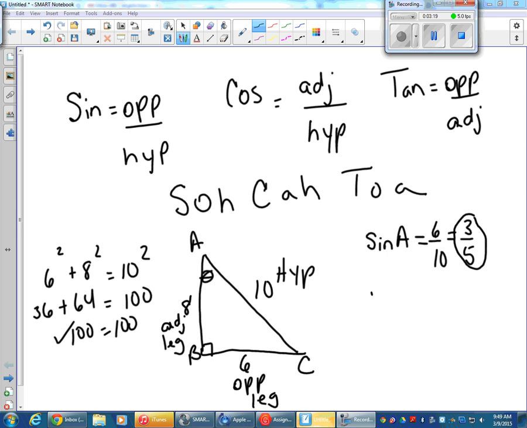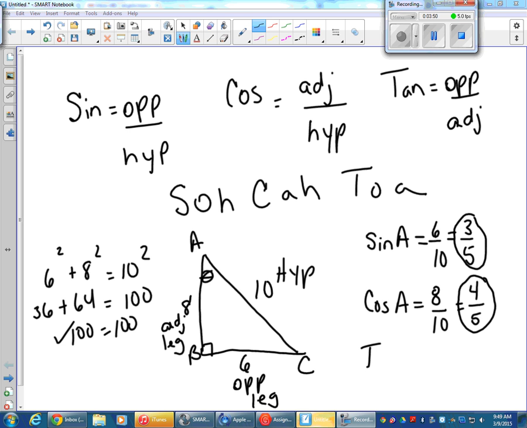The cosine of A. Cosine is the adjacent leg divided by the hypotenuse. So if I'm at angle A, the adjacent leg is 8, so that goes on the top of my ratio. Adjacent's on the top, hypotenuse is on the bottom, so it's 8 over 10, and 8 over 10 reduces. 2 goes into the top and the bottom. 8 divided by 2 is 4, and 10 divided by 2 is 5, so the cosine of A is 4/5.